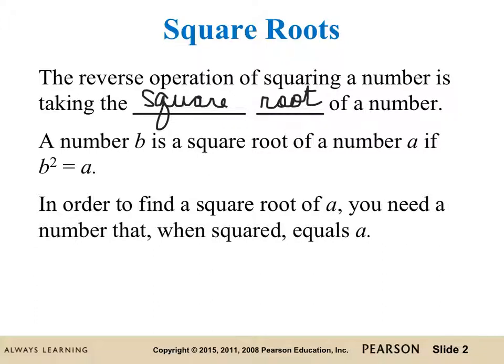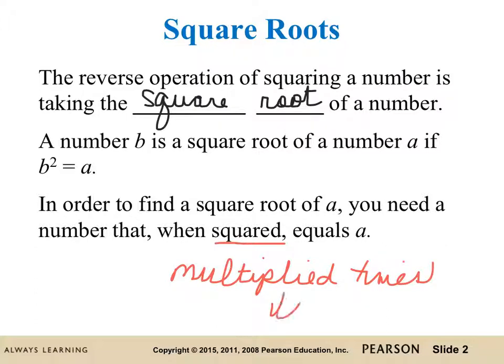We say that if a number b is a square root of a number a, then that means that b squared equals a. In order to find the square root of a, you'll need to find a number that, when squared or multiplied times itself, will be equal to a.